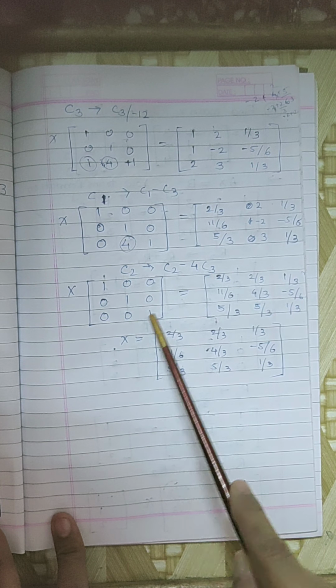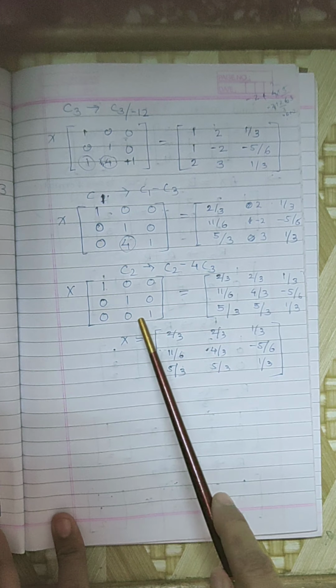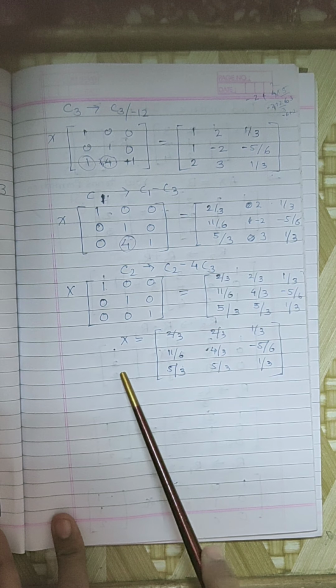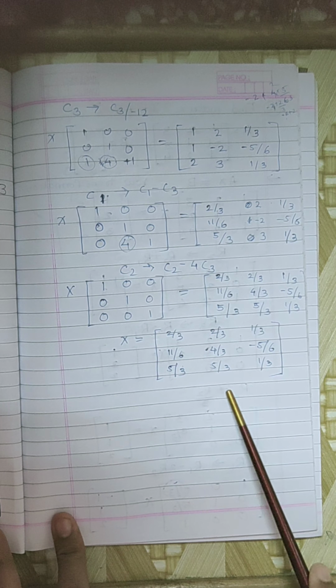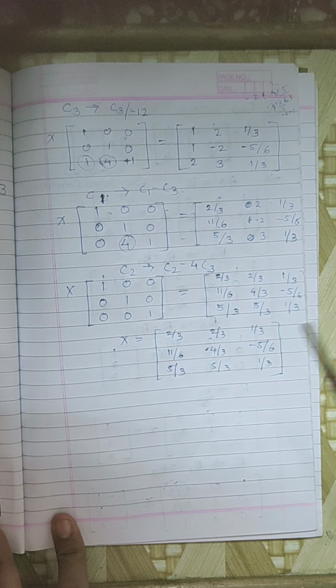Now this has become the identity matrix. So you can write it here, I. X into I is equal to this converted matrix. So X is equal to this answer. So when A and B are given, we got the matrix X.